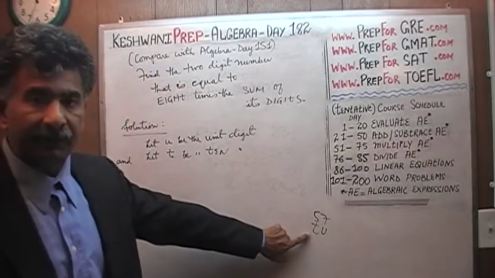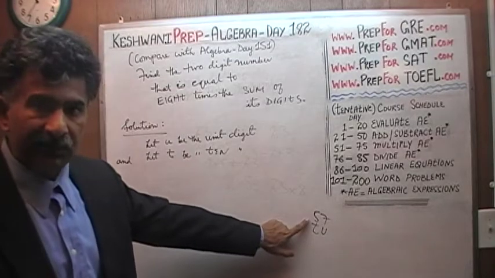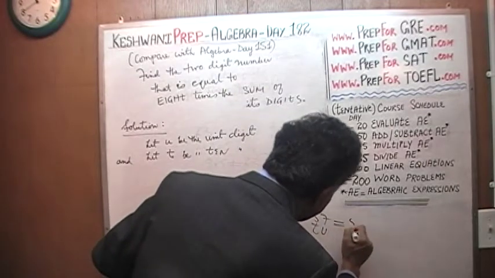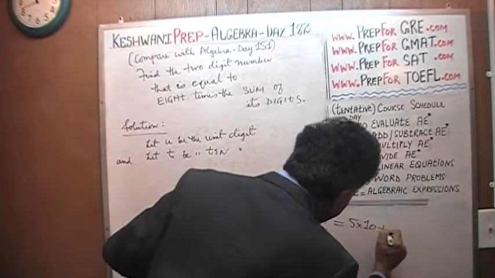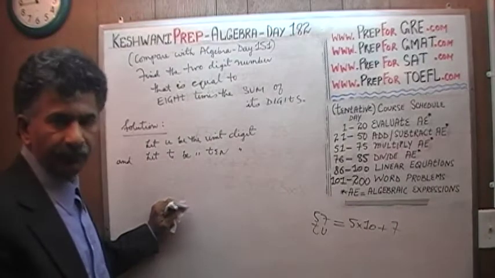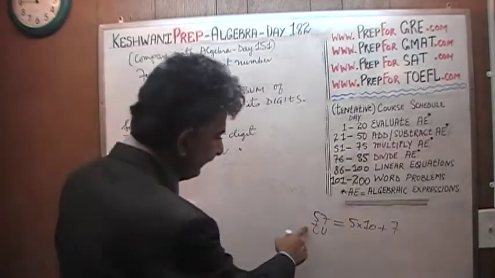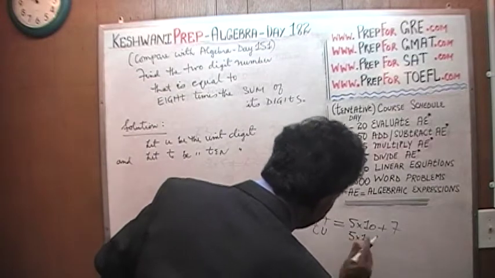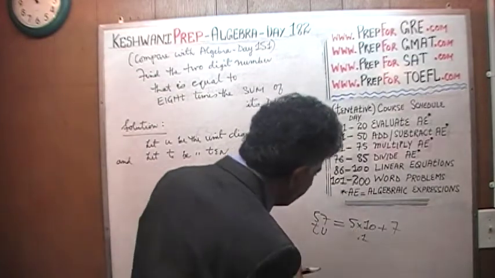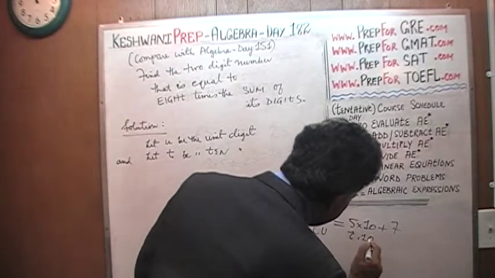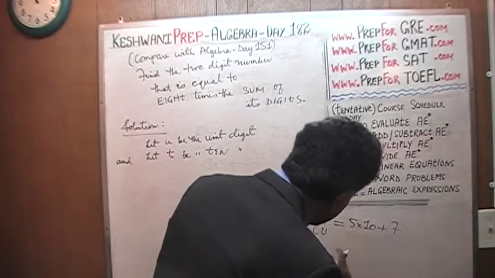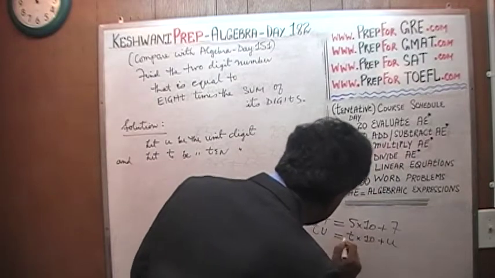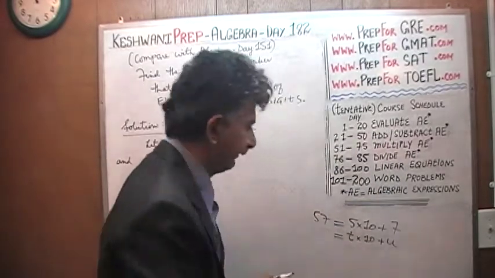T, as we said, is the 10 digit. So what does 57 actually mean? 57 actually means 5 times 10 plus a 7. That's what it means. And since t equals 5 in this case, it's going to be t times 10 plus u. That's how we write it.